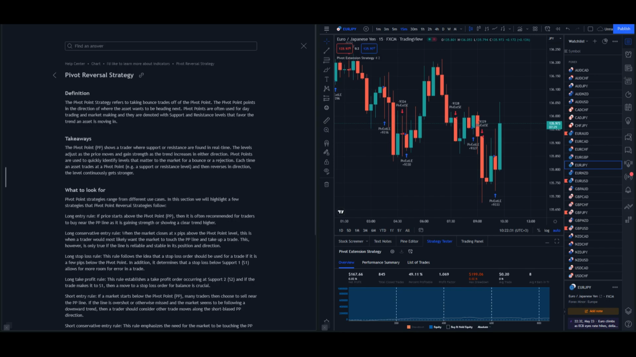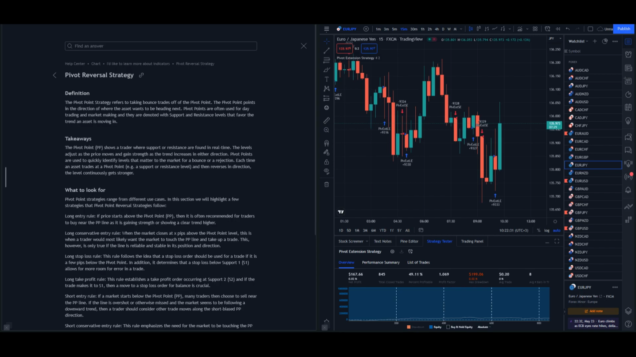Short stop-loss rule: this rule follows the idea that a stop-loss order should be used for a trade if it is a few pips above the pivot point. In addition, it determines that a stop-loss above resistance 1, R1, allows for more room for error in a trade. Short take-profit rule: this rule establishes a take-profit order occurring at R2, and if the price reaches R1, then a move to a stop-loss order for balance is crucial.